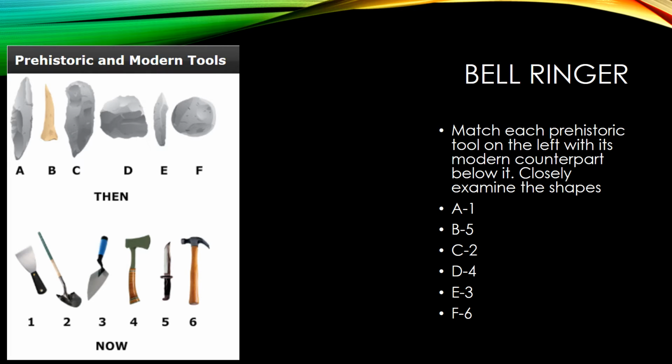And object F is matched to 6. That is supposed to be a hammer. It's hard to tell because it's not three-dimensional, but I guess it could be a hammer.